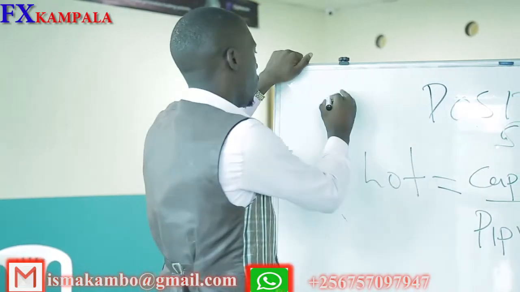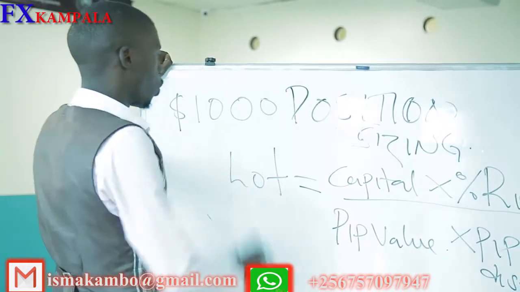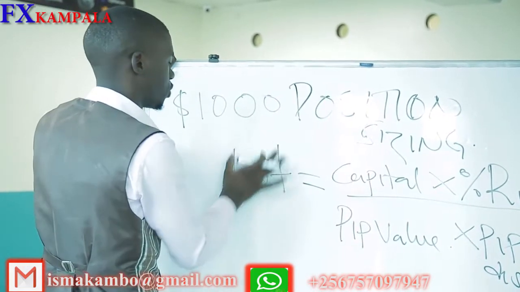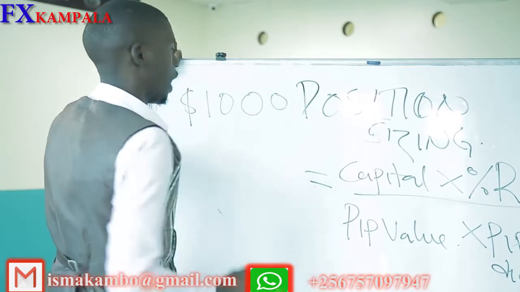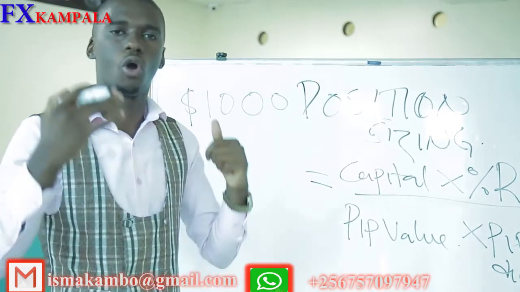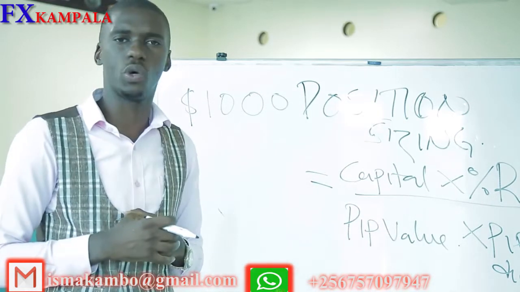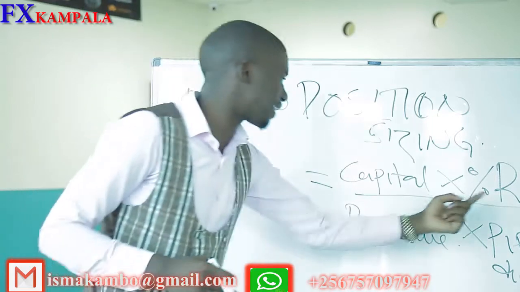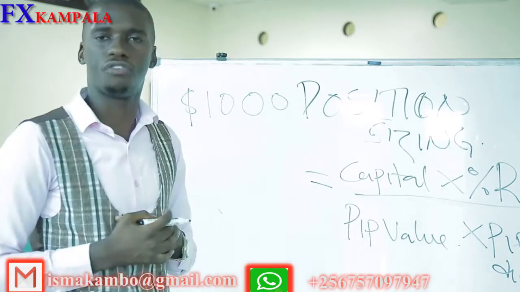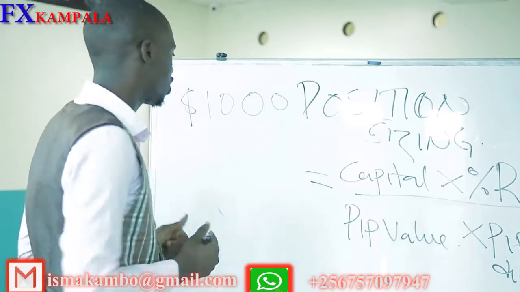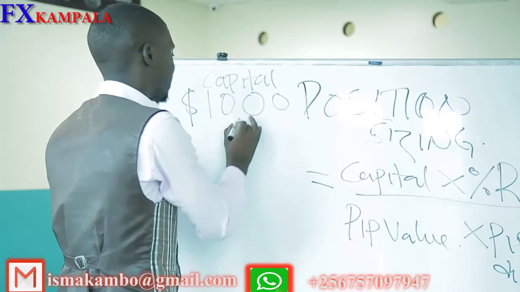So let's assume we have our capital of $1,000. We're going to feed in all this information that we're putting down here to calculate a suitable lot size. So if we have a capital of $1,000, for every trade that we go in, we risk 3% of our capital, which is the percentage risk.